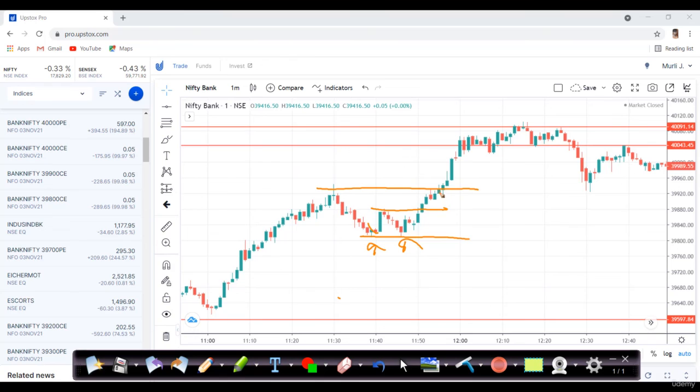So when the market breaks the second swing, I'm making entry here, and I made it. That's why I'm telling you, this is the double bottom pattern in the live chart.